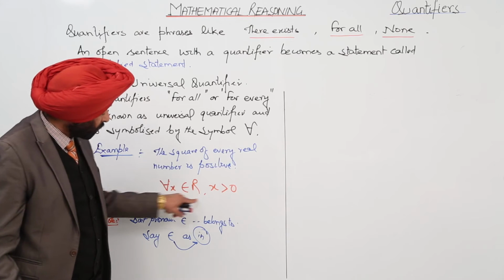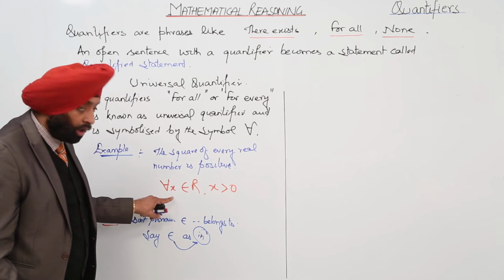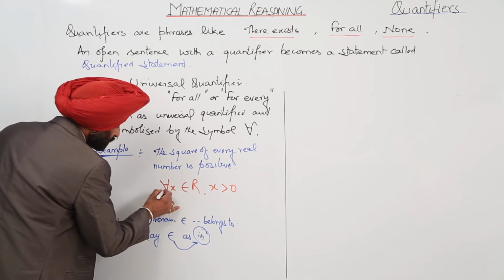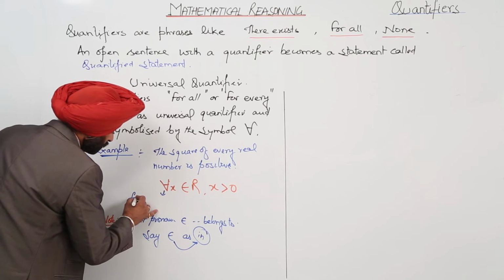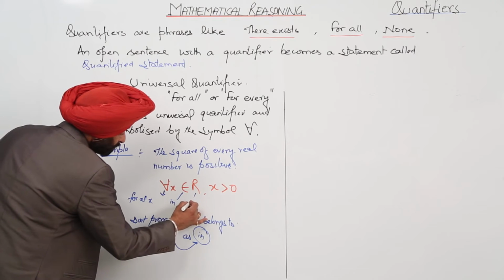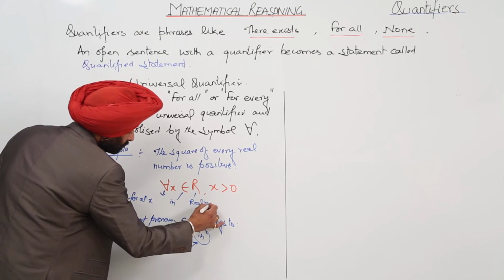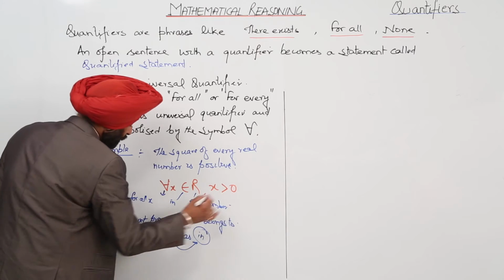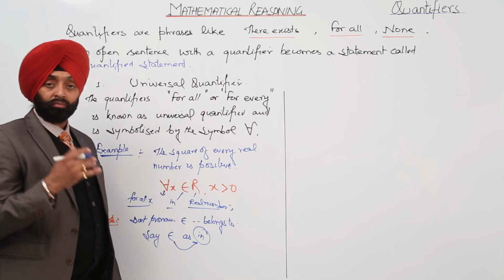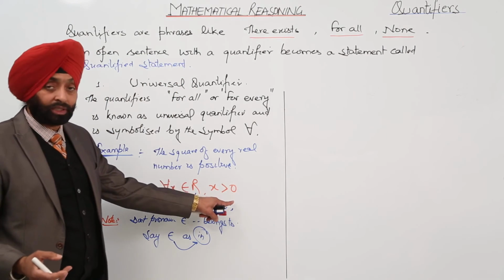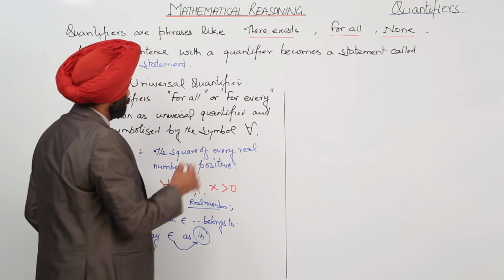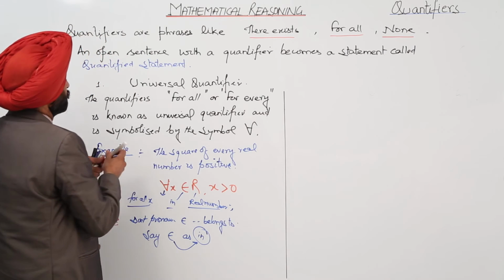Now, what is the sense of for all? For this part, for all x in real numbers, such that x squared is greater than 0, because then all the numbers are positive. Is it clear? So first we had the universal quantifier.